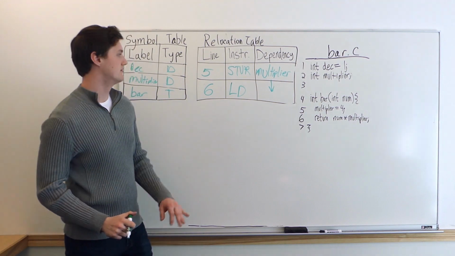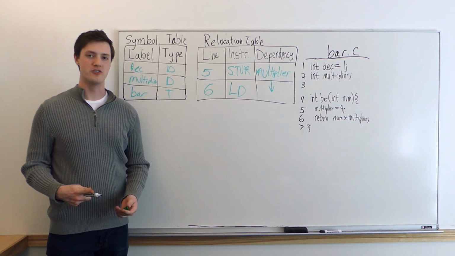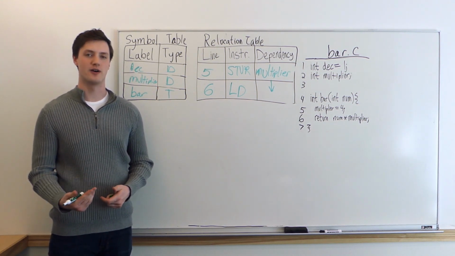And so that's it for bar.c, a lot simpler than main.c. Hopefully now you have a better understanding of what symbol and relocation tables are and how you might want to go about constructing them.